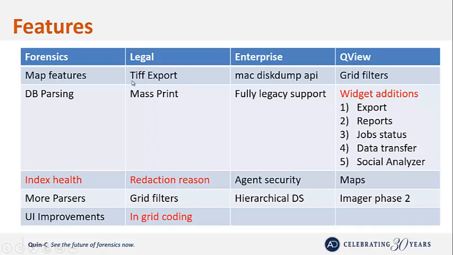On the legal side, we did TIFF exports. This was always a Summation capability, so nothing particularly new here, but it is now in Quincy. We added mass printing, redaction reasons, grid filters. I will show you. Of course, grid filters has been in the product for a long time, but the way it was implemented, I think, was relatively poor. We've meaningfully improved it, and it's worthy of showing anyway.